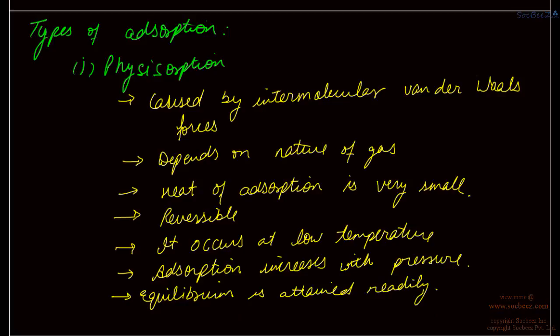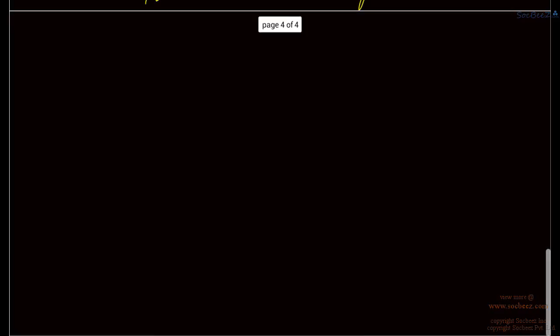Now, it forms multimolecular layers on the adsorbent surface. Therefore, if one layer is formed after adsorption, it is possible that another layer may form, and above that one more layer may form. So there is a possibility of multimolecular layers. And there is another type of adsorption known as chemisorption or chemical adsorption.